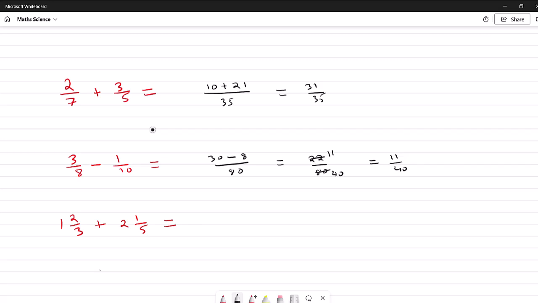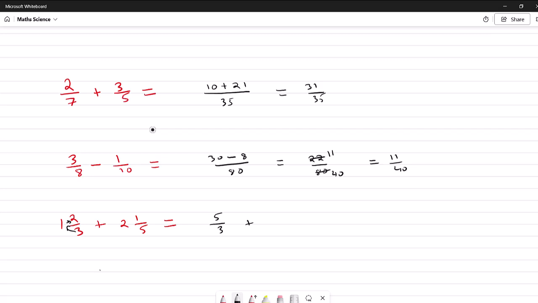So we have 1 whole 2 by 3 and then 2 whole 1 by 5. Okay, first we need to solve our mixed fraction. What we do with this mixed fraction is we multiply the denominator with this whole number, and then we simply add the result with the numerator, which is this number. So we get 3 times 1 is 3 plus 2 is 5.